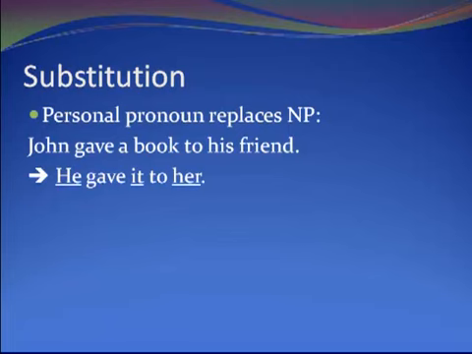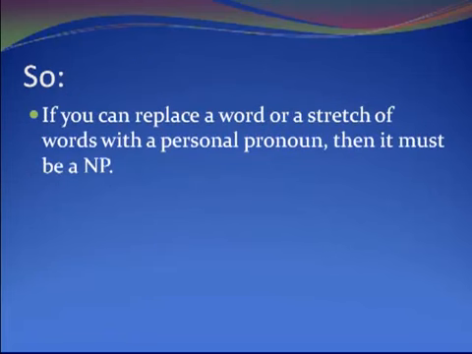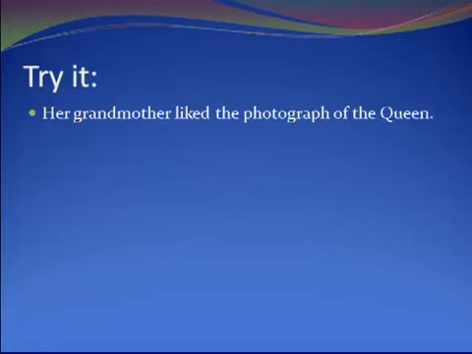So if you take a sentence like John gave a book to his friend, then you can say he gave a book to his friend, or John gave it to his friend, or John gave a book to him or to her. And that shows that all those stretches of words are actually noun phrases. John is a noun phrase, a book is a noun phrase, and his friend is a noun phrase. So if you can replace a word or a stretch of words with a personal pronoun, then it must be a noun phrase. So have a go.